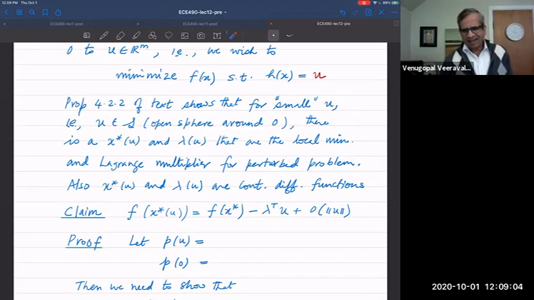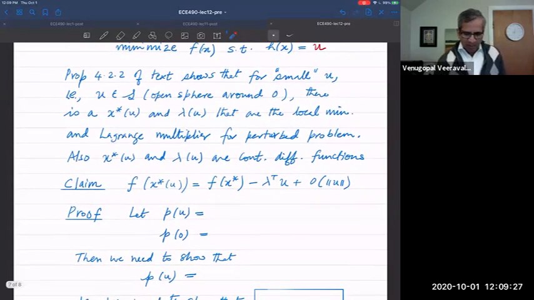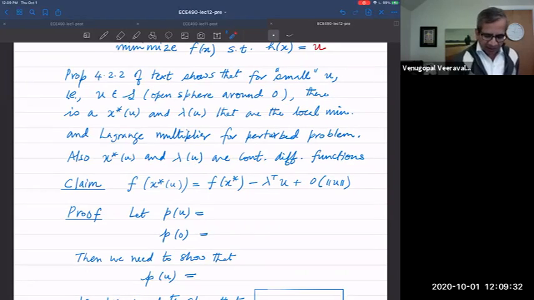And you could kind of believe it, right? If you move by a little bit, then you still have Lagrange multipliers for the new problem, and those things are going to remain continuously differentiable functions of u. What we're going to show is by how much the optimum value changes.